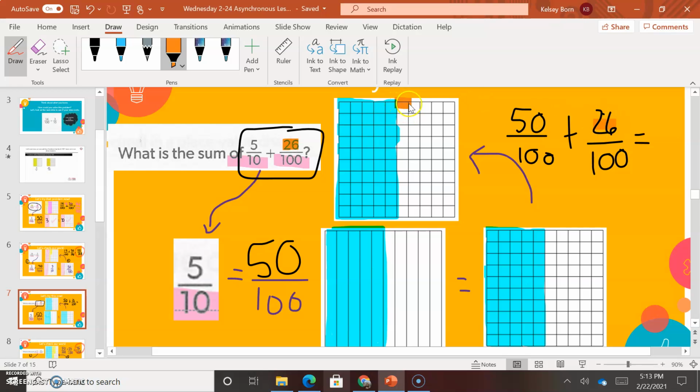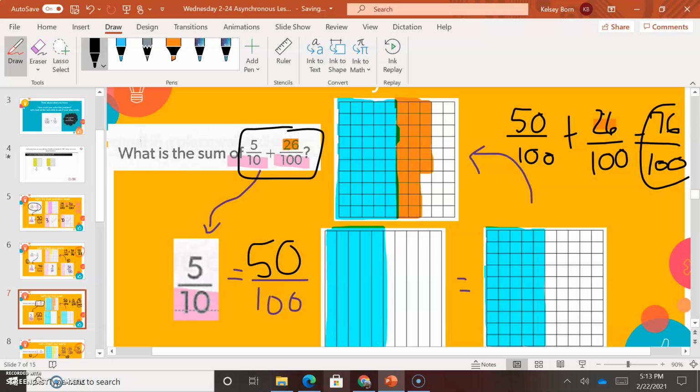So that's going to be 20 pieces. And then 6. So there's 3, 4, 5, and 6. And after I color those in, I should be able to see my total. And so now, out of 100 total pieces, I see 76. I have 50 plus 26. That gives me 76 hundredths. That should have been your answer. Okay.